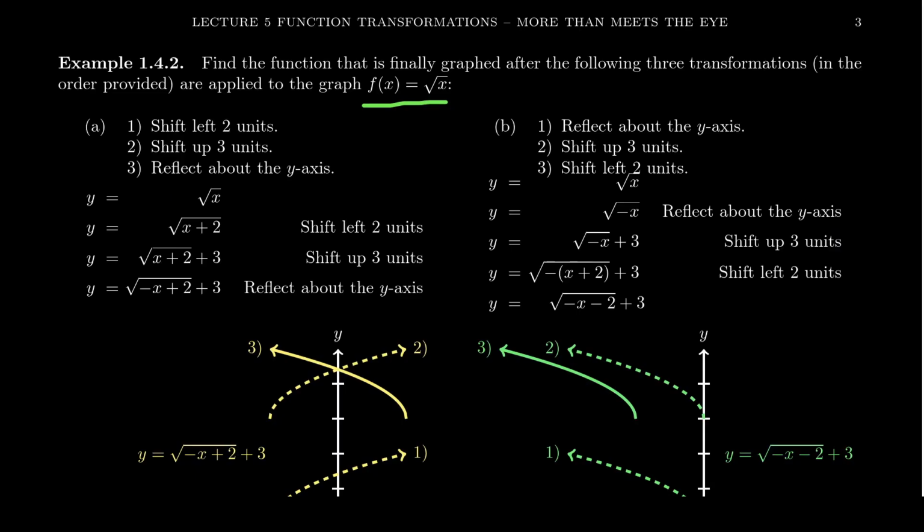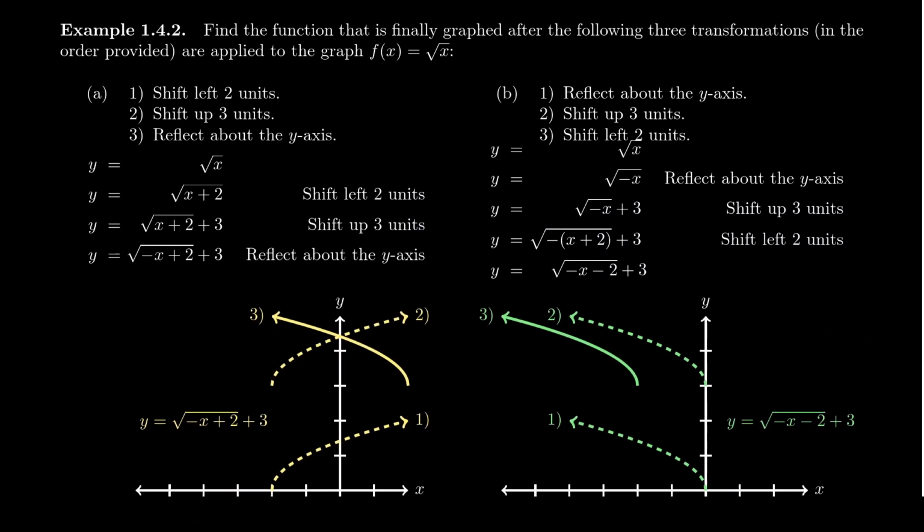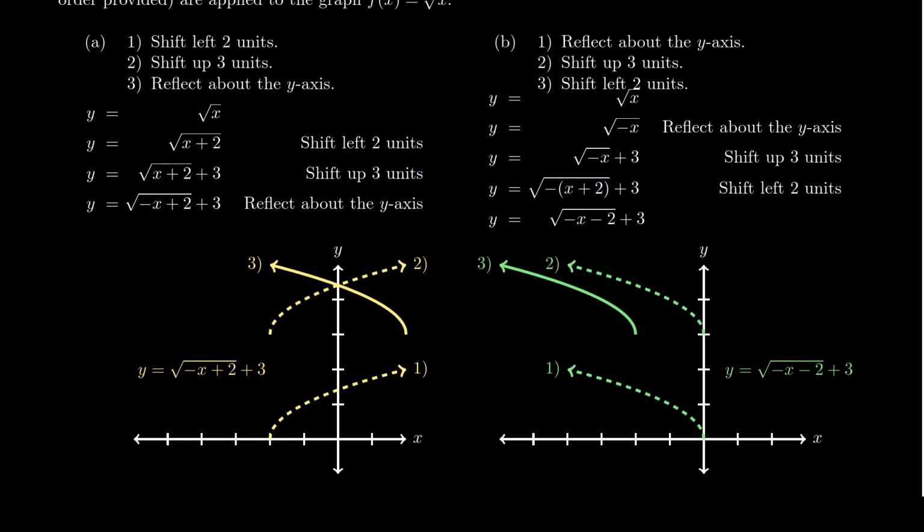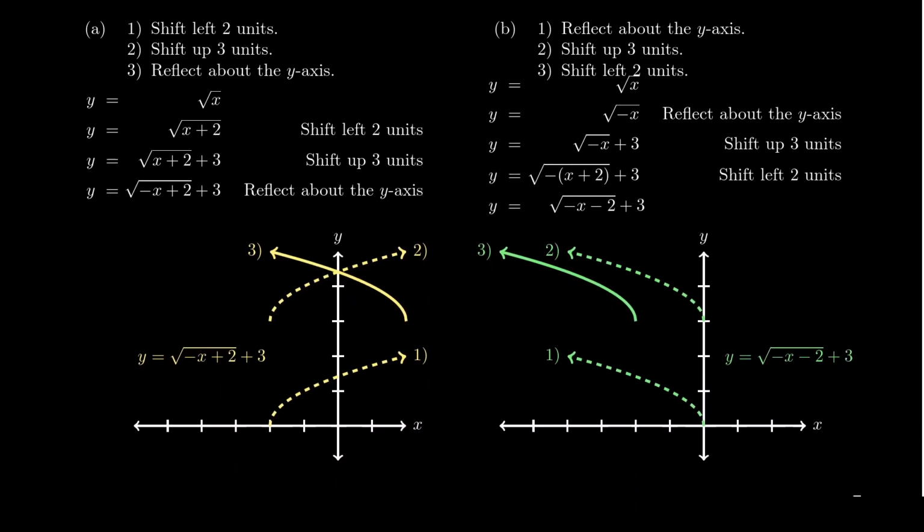Switching back to our slides over here, we want to graph the function f of x equals the square root of x. But in this situation, we're going to do the same three transformations, but in a different order. For the first graph, we're going to first shift the graph left by 2. So you take the standard square root graph and you shift it to the left by 2. You're going to get this graph here in yellow, marked by step 1.